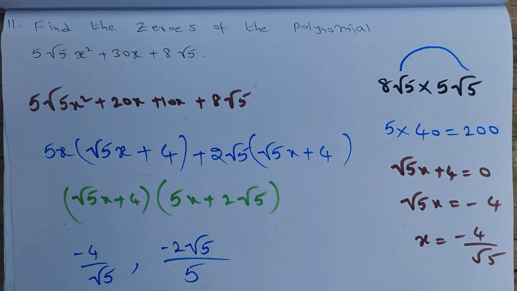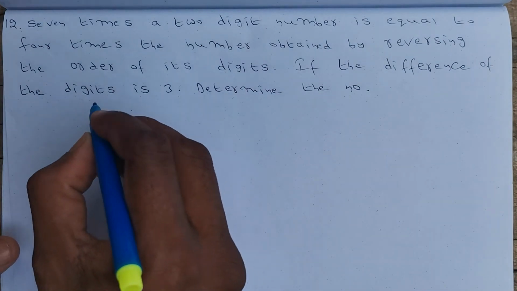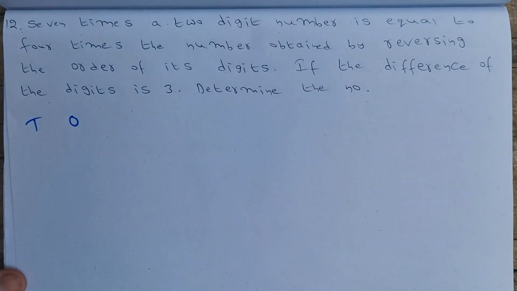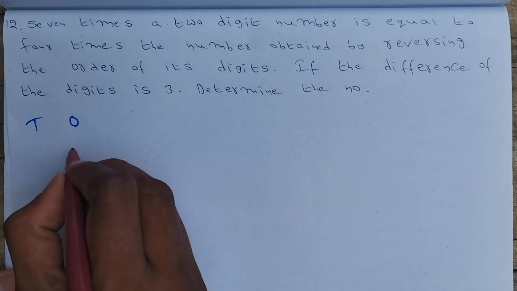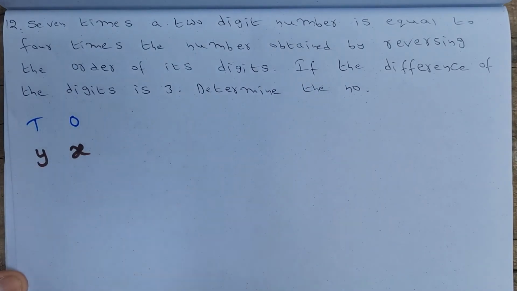Next, let us move to question number 12. 7 times a 2-digit number. So first of all, we need to create a 2-digit number. A 2-digit number is nothing but a ones place and a tens place. I don't know what the ones is and I don't know what the tens is. So in the place of ones, I am taking some alphabet x, and in the place of tens, I am taking some alphabet y.